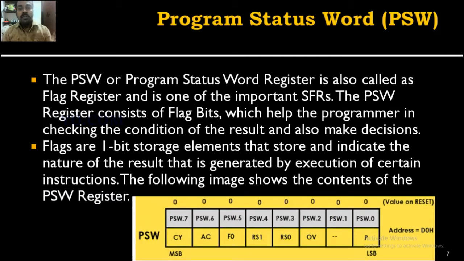The next one is the program status word, also called PSW. Another name for the program status word is the flag register. The program status word holds the flags of the 8051 microcontroller. The flags are used to indicate the operating status of the microcontroller. It has different bits: parity, overflow, carry flag, and auxiliary carry flag. We already studied this program status word in the 8051 architecture.